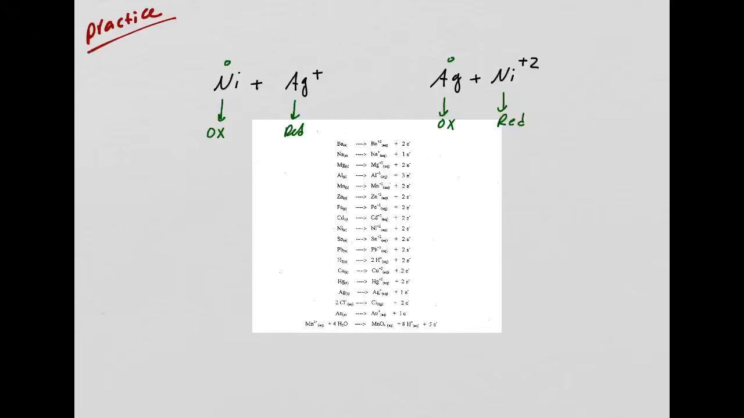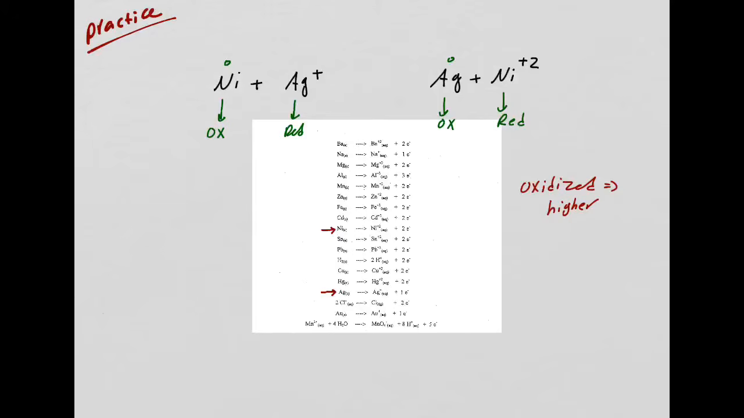All right. Now the question is, which of these two is going to happen? So in one of them, the nickel is being oxidized. The other one, silver, is going to be oxidized. What you're going to do is look at this activity series and figure out where they are. So nickel is right here and silver is right here. What I mentioned before is that the one that gets oxidized has to be higher on the activity series than the one that gets reduced.